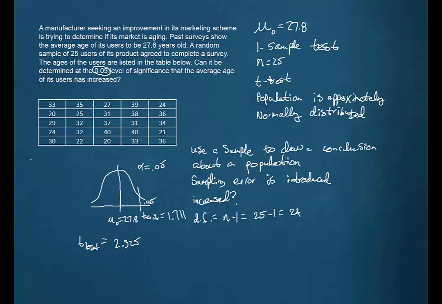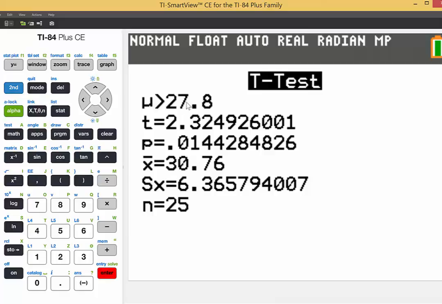Now something that we haven't done yet is specify our hypotheses, which we should do. Here, our null hypothesis is that this mean is 27.8. We are to test if it has increased. So is it now greater than 27.8? And this agrees with our curve and our critical value that's to the right, and our alternative hypothesis that we specified in the TI-84 calculator.